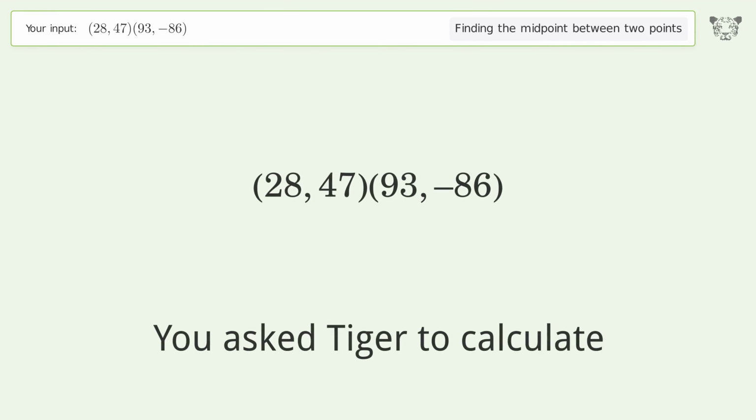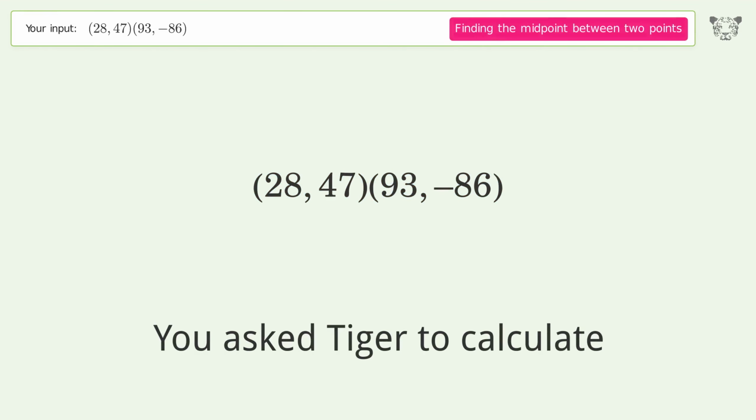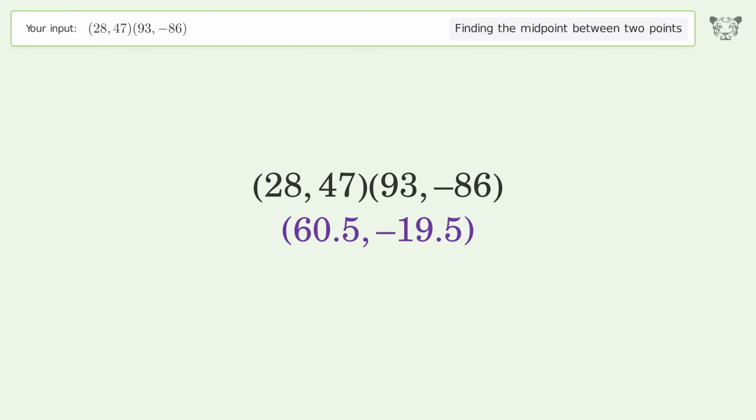You ask Tiger to calculate. This deals with finding the midpoint between 2 points. The midpoint between the 2 points is 60.5, negative 19.5. Let's solve it step by step. Plot the 2 points and calculate the midpoint using the formula.